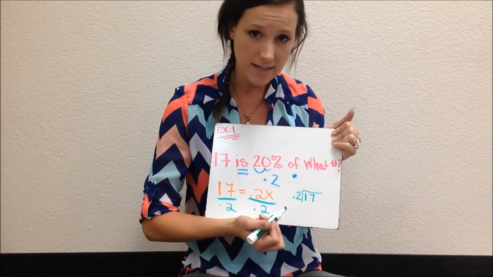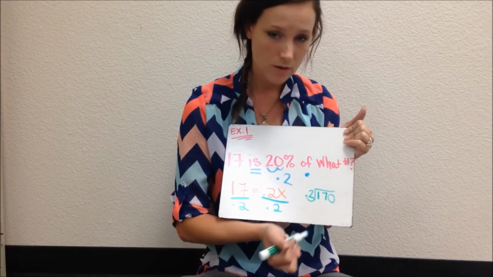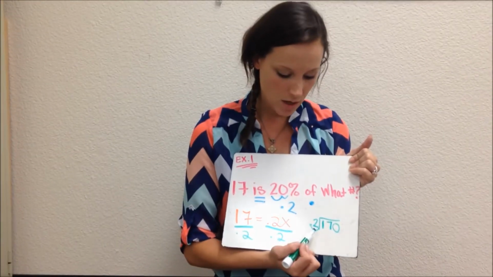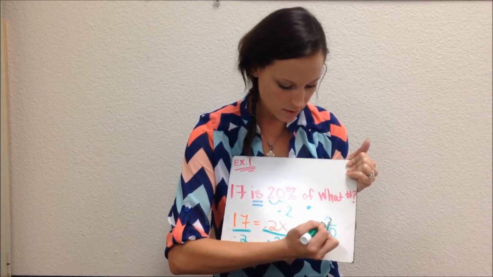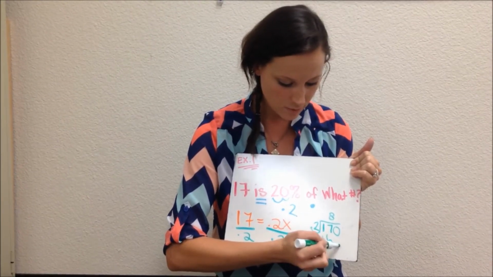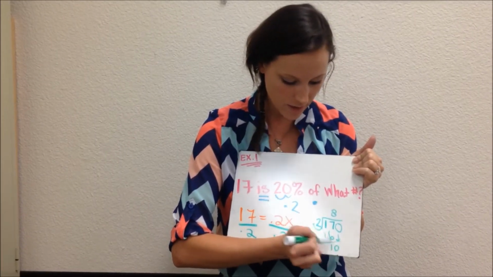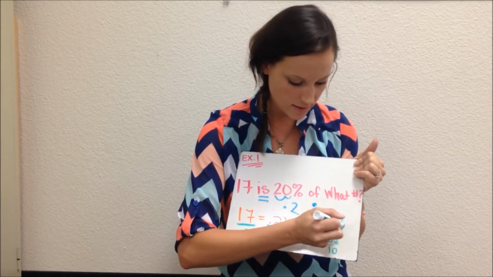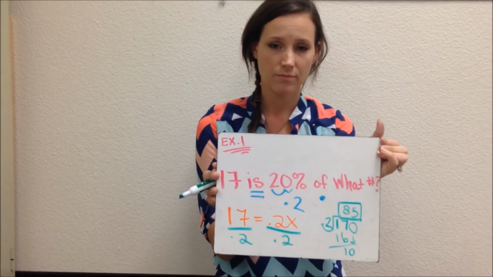Remember, when you are dividing decimals, I want to move my decimal point over. Okay, so now it's 170 divided by 2. 2 can go into 17 8 times. 8 times 2 is 16. I subtract and get 1. I'm going to bring down this 0, and 2 can go into 10 5 times. So my answer should be 85.